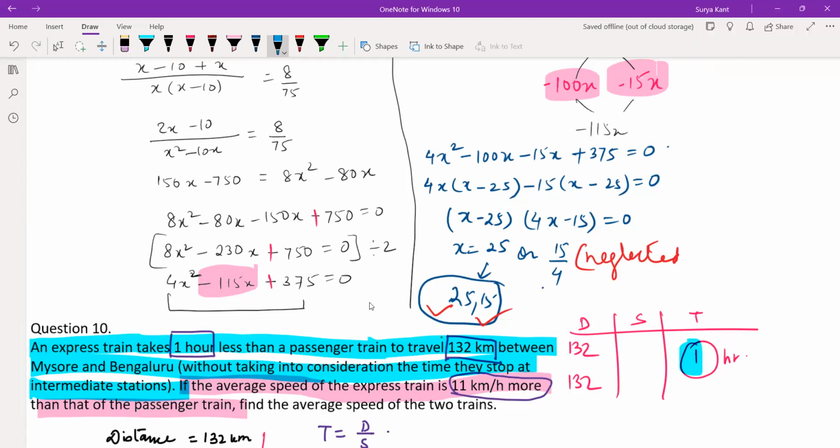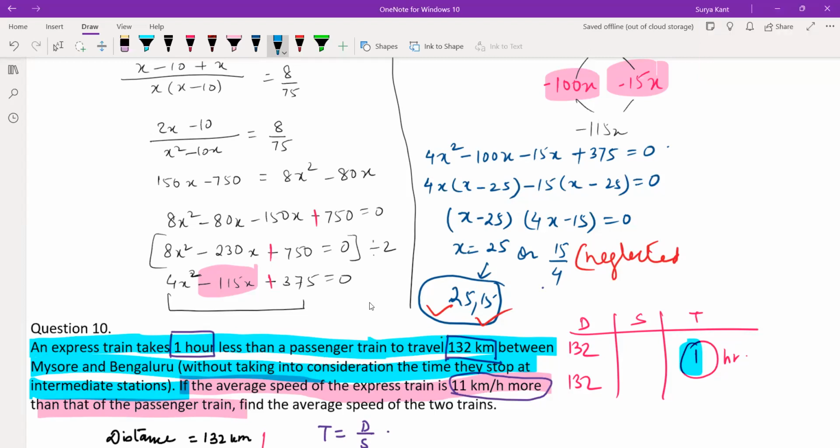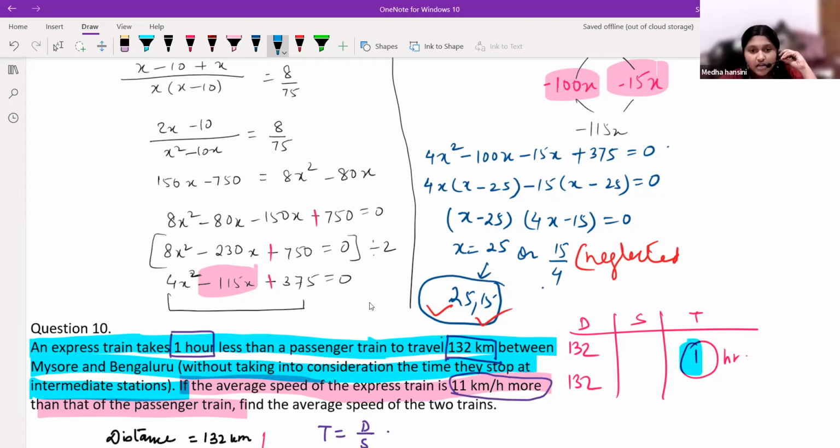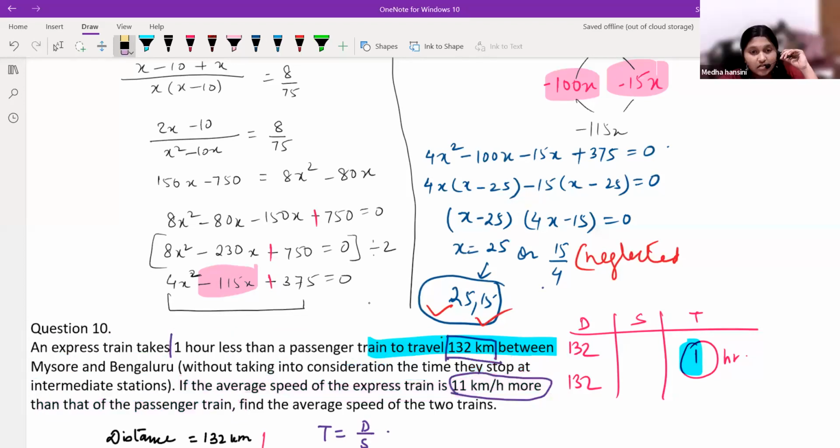The difference between timing here, Ivan, the difference between the express train and your passenger train is 1 hour. So distance and time is clear to you. Yes, sir. So now we are just thinking about the speed. What do we have to let this be? Sir, we can take average speed as x and x plus 11. So x kilometer for which train, express or passenger? For passenger, sir, the average speed of the passenger is x.